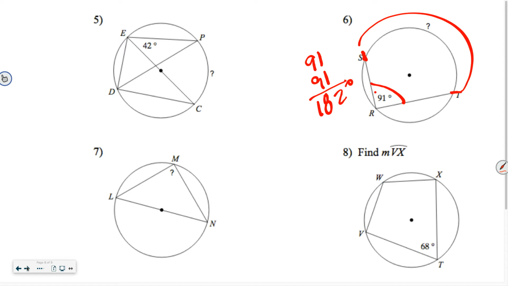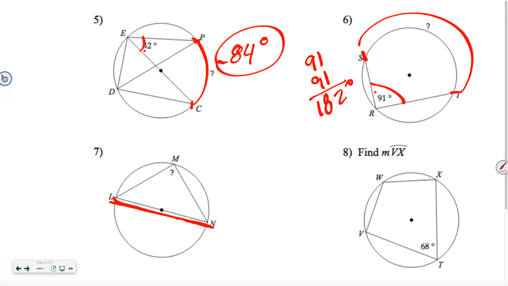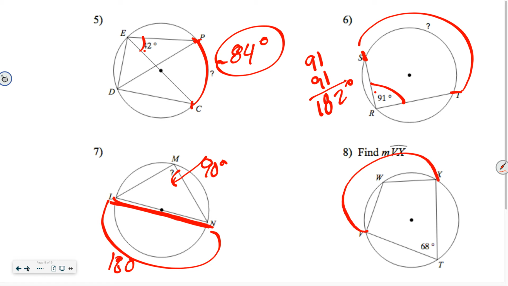All right, then this one, it says this angle is 42 degrees. If this angle is 42 degrees, this has to be double it, which means it has to be 84 degrees. So that's how you find the measure of that arc. This is a diameter. Remember when we have a diameter here, this is 180 degrees, which means this angle is 90 degrees. Right, now they want me to find from B to X. If this angle is 68 degrees, this has to be double that amount. So you can figure that out however you like, but you can see that it would be 136 degrees.